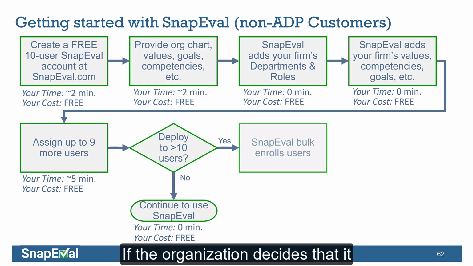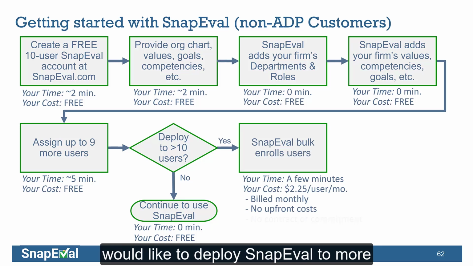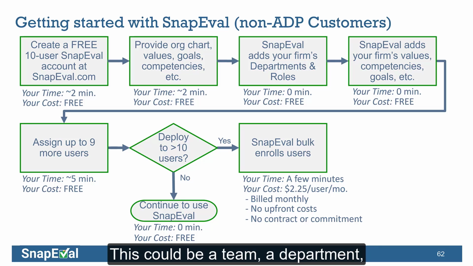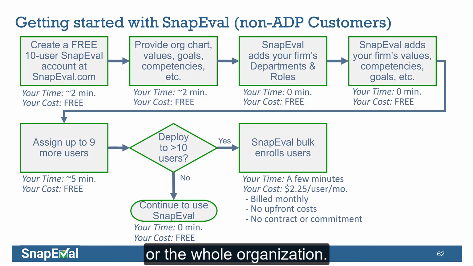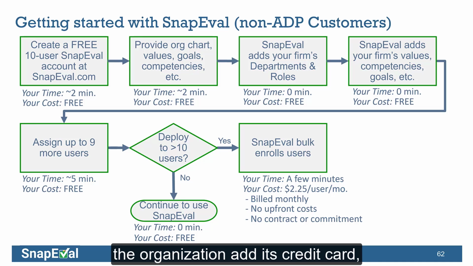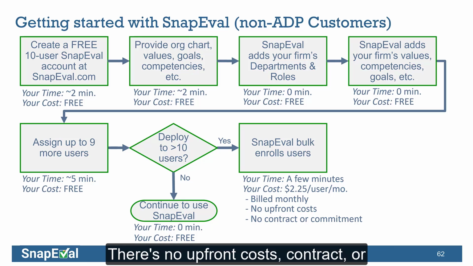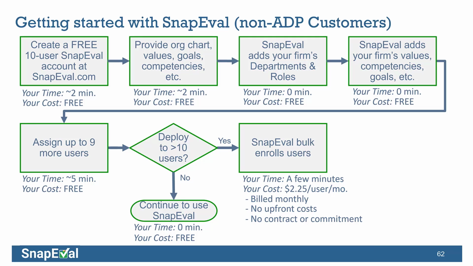If the organization decides that it would like to deploy SnapEval to more than 10 users, then SnapEval can bulk enroll the additional team members. This could be a team, a department, or the whole organization. At this point, SnapEval will have the organization add its credit card, which will be billed $2.25 per user each month based on actual enrollments. There's no upfront costs, contract, or commitment, and the organization can cancel anytime and take all of its data.